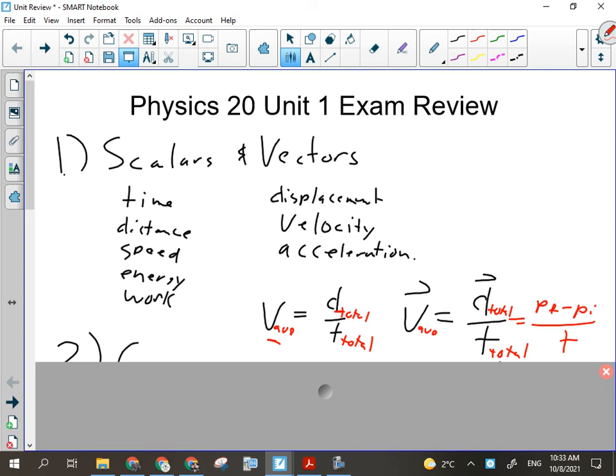This formula is a bit more important if we're dealing with a position versus time graph.